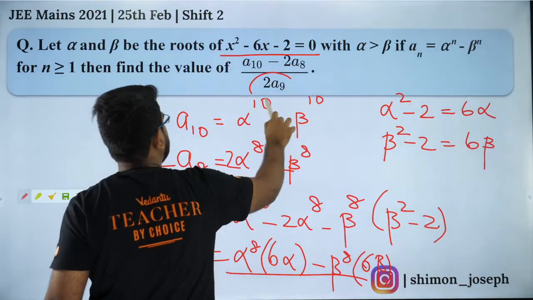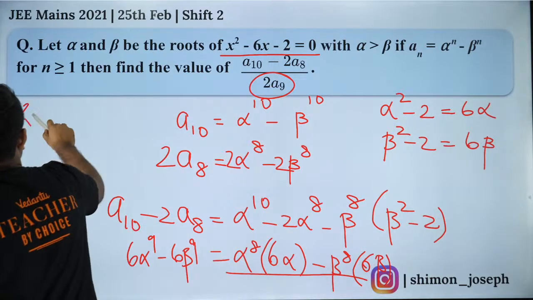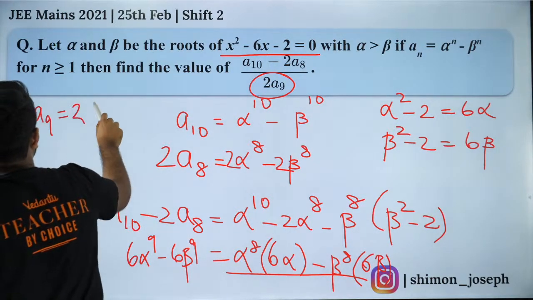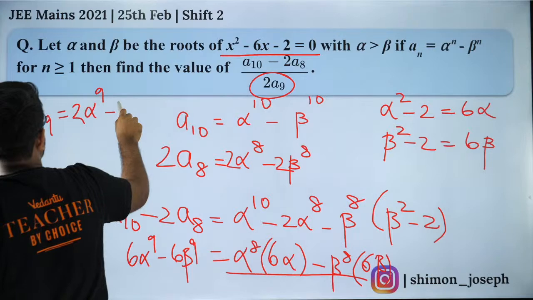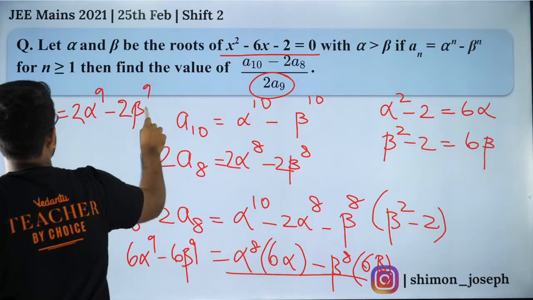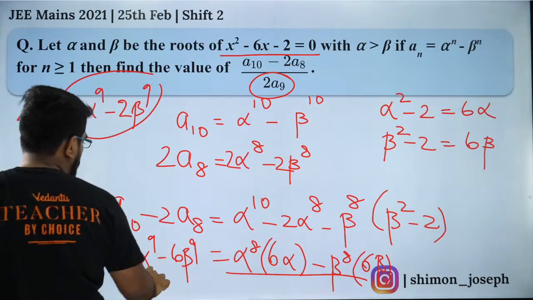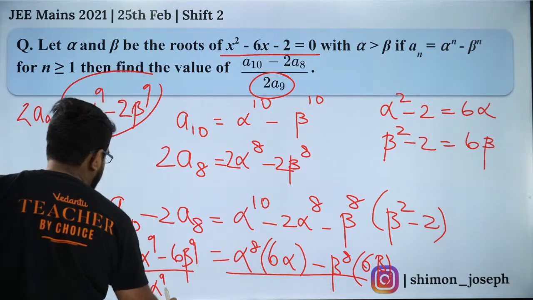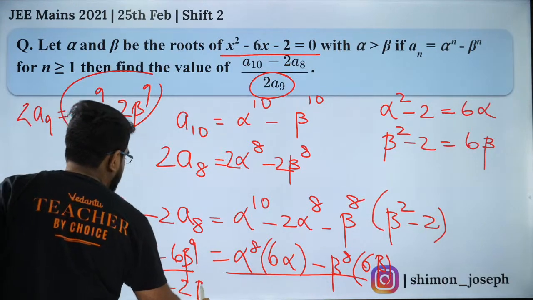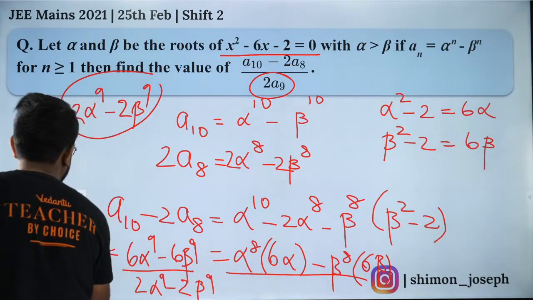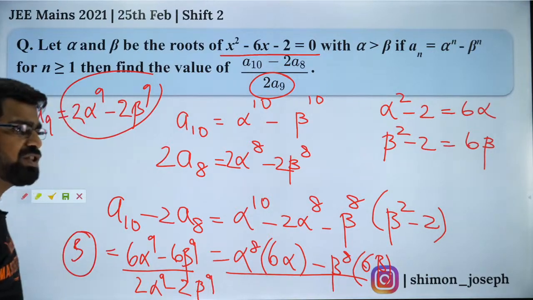Now I have to divide by 2A9. What is 2A9? 2A9 is nothing but 2 times alpha power 9 minus 2 times beta power 9. So when I divide over here, what will I get? I will get the answer to be 3. So 3 is the answer for this question.